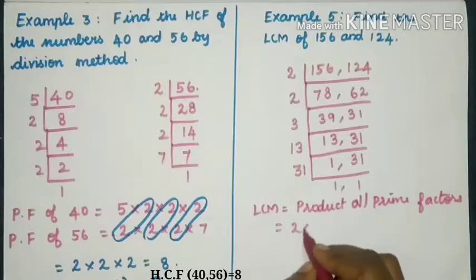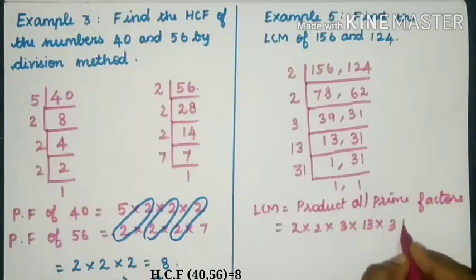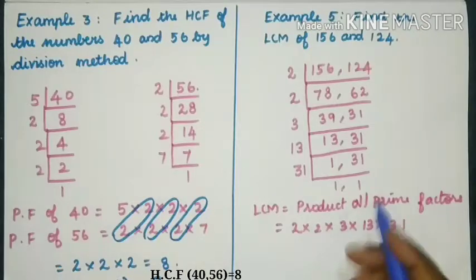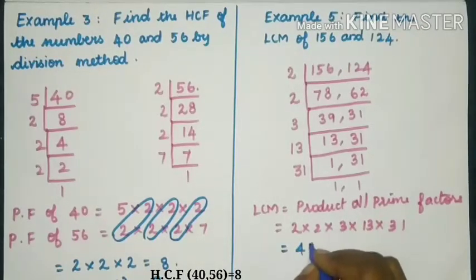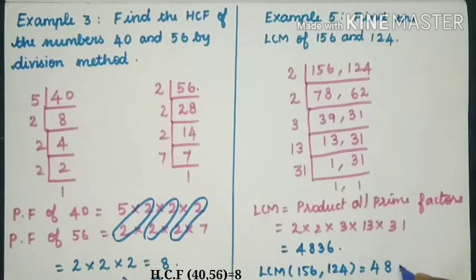2 into 2 into 3 into 13 into 31 is equal to 4836. Therefore, LCM of 156, 124 is equal to 4836.